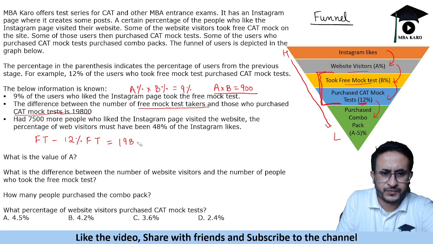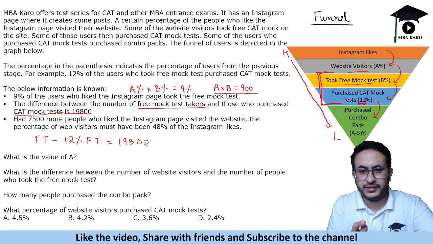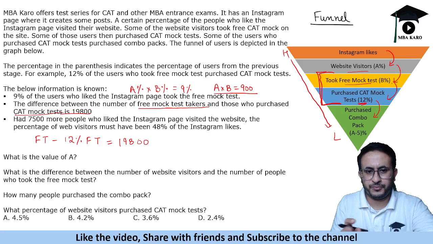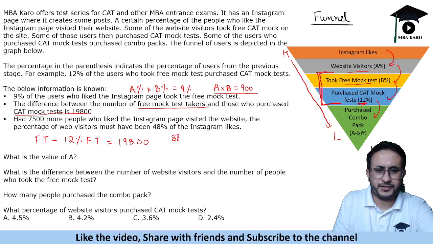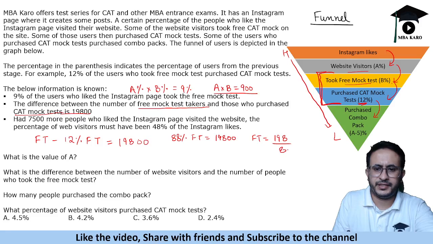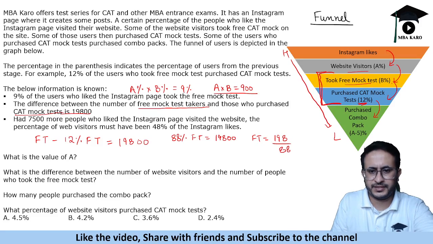Okay, so this is what is given to us: there are some people who took the free mock test, 12% of them purchased the CAT mock test, and that difference is 19,800. So 88% of free mock test is 19,800. Okay, so free mock test will be 198 by 88, and this is into 100 into 100.